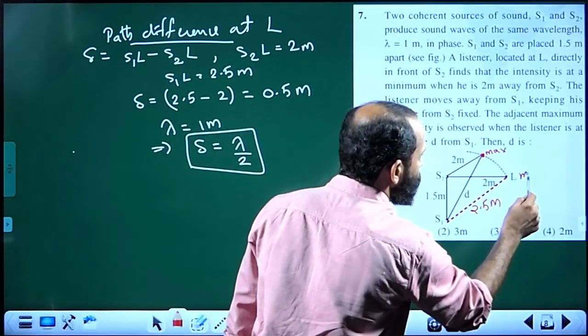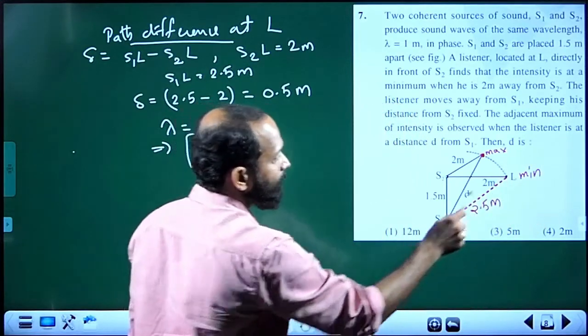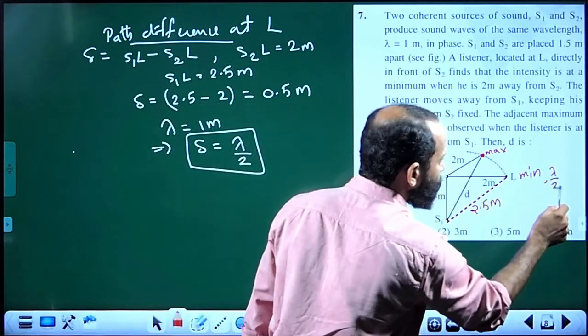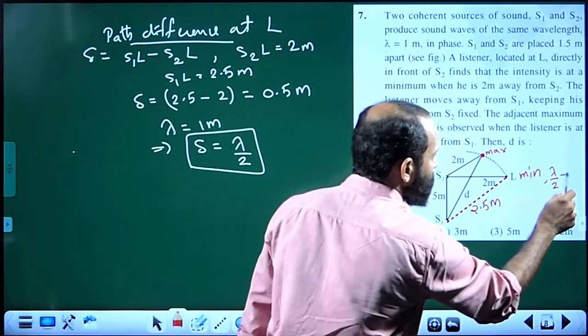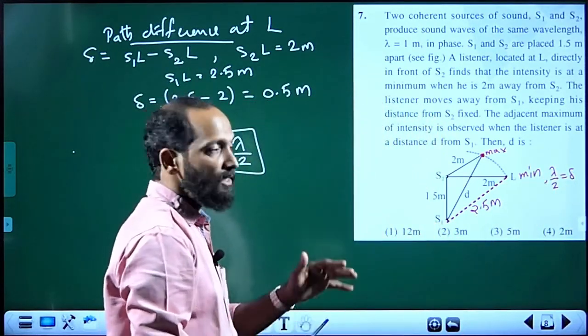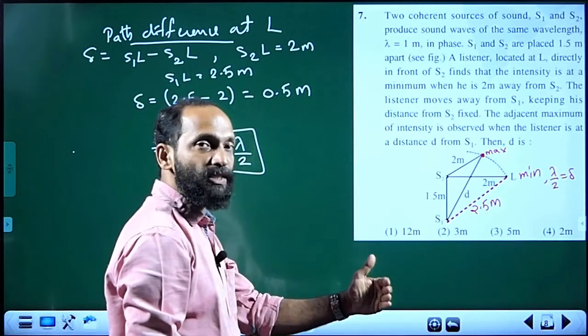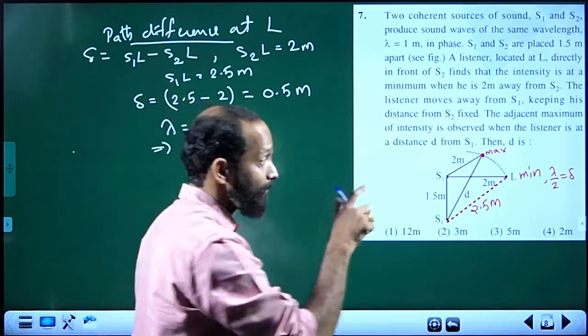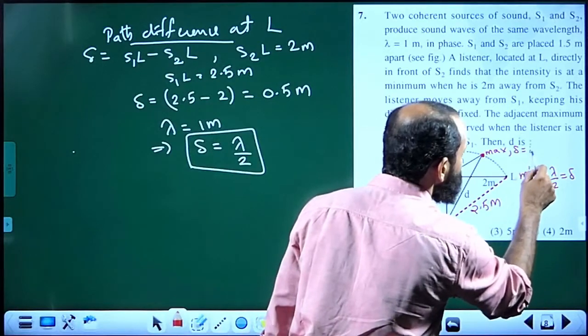At this earlier point it was a minimum. Minimum happened at path difference lambda by 2. We know the first minimum has path difference lambda by 2. The next to that, the first maximum, comes with a path difference lambda. So here the path difference must be 1 lambda.